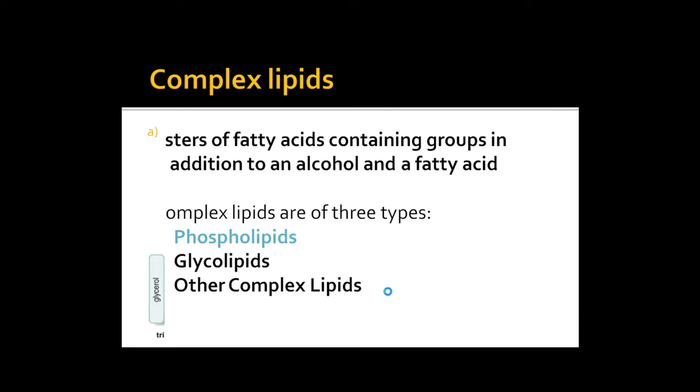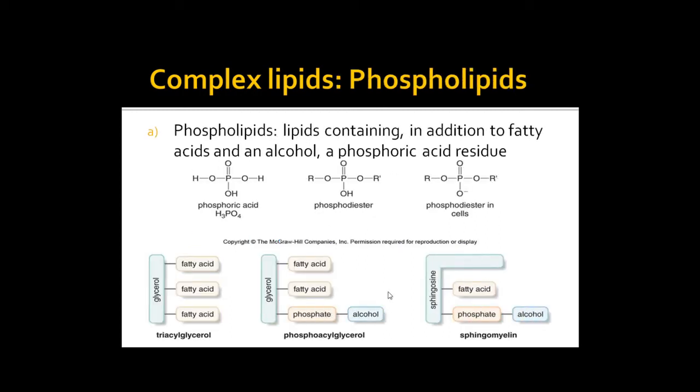Let's talk about phospholipids first. Phospholipids are lipids containing, in addition to fatty acid and an alcohol, a phosphoric acid residue. This is the phosphoric acid residue which is present in the lipid molecule along with fatty acid and alcohol, and these are attached by a phosphodiester bond. So if this is a simple lipid, triacylglycerol, here comes the phosphorus group and now it becomes phosphoacylglycerol. Sphingomyelin is another example of a phospholipid.